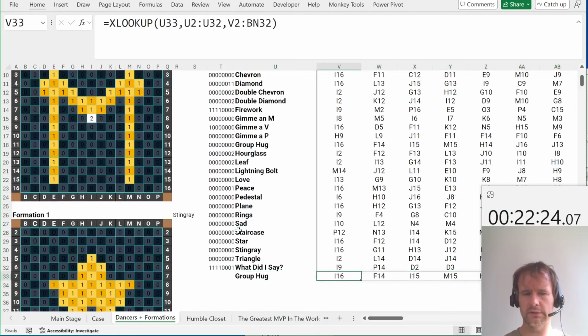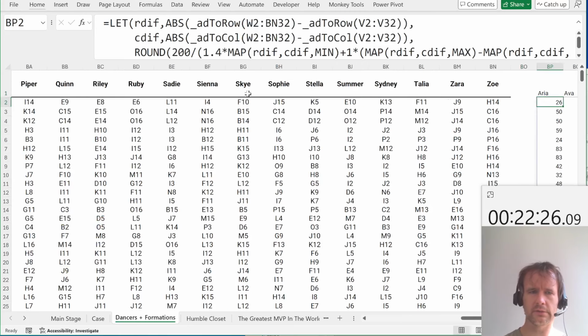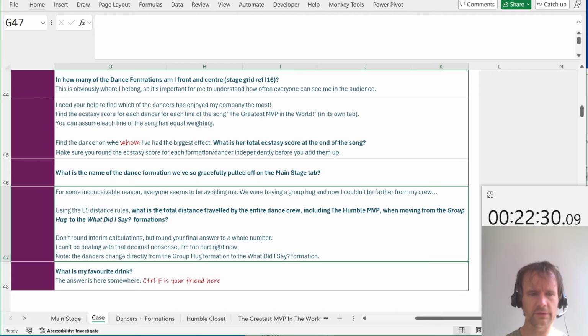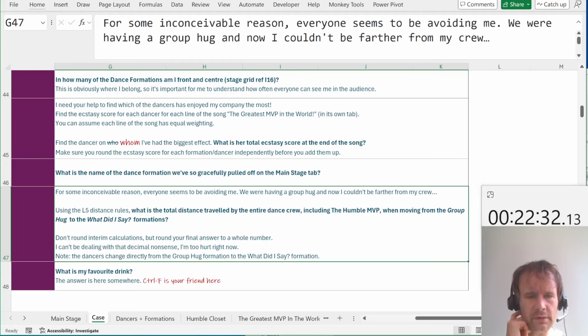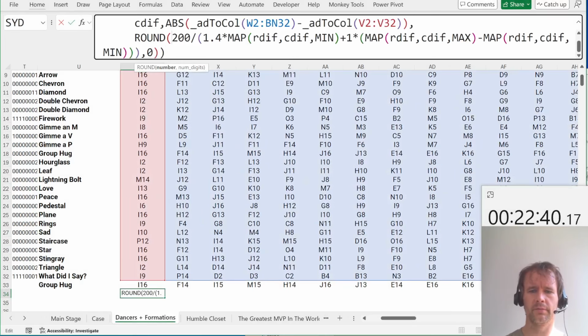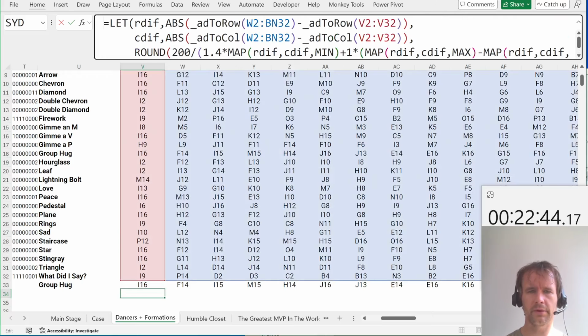So then the distances, we can use this. I will just throw some detailed instructions. Don't round interim calculations. Round your final answer to a whole number. I can't be dealing with that decimal amounts. The answer changed directly from the group hug to the what did I say? Fine. So, whoa, sorry. Home. There we go.